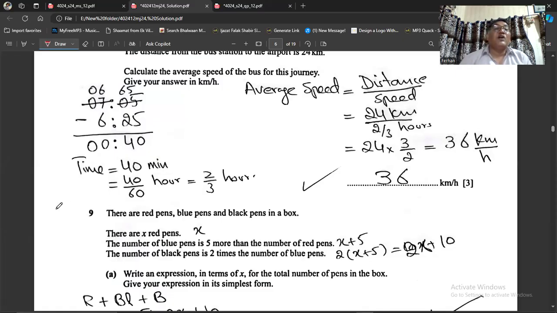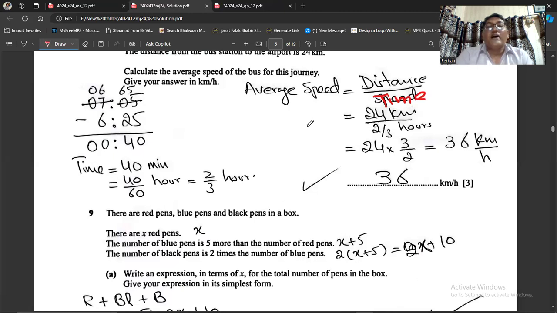I will convert the time into hours for that purpose. If you want to convert the 40 minutes into hours, you will have to divide it by 60. So 40 divided by 60, and that will be 2 by 3 hours. Okay. Now the average speed, the formula is distance divided by speed. The distance they have to travel is 24 kilometers. And distance divided by, sorry, I wrote something wrong here. This is not speed. This word is time. Distance divided by the time taken.